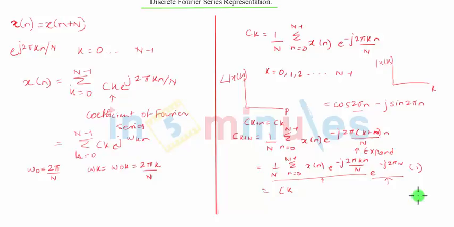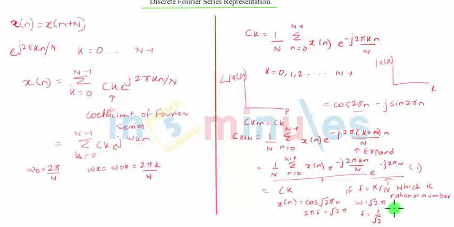Now, Fourier series is only possible if f is equal to k by N, which is a rational number. Now, consider an example that x of n is equal to cos of root 2 pi n. If we compare with 2 pi f, that is root 2 pi, it gives 2 pi f is equal to root 2 pi. That results in f is equal to 1 upon root 2, which is not a rational number. So the signal is not periodic. Therefore, this proves the statement that discrete time harmonics are not always periodic in frequency.